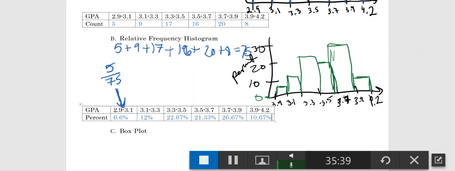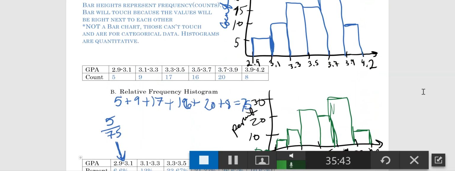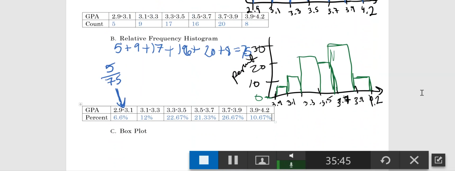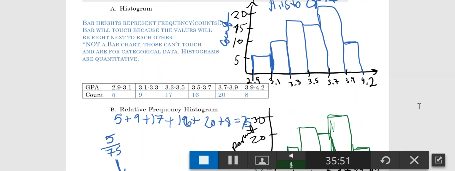Okay. And then real quick, compare these two. They have the exact same shape. So whether or not you want to do frequency or relative frequency is completely, entirely up to your choice. Yep. Cool.